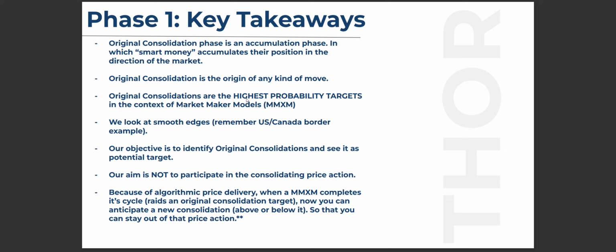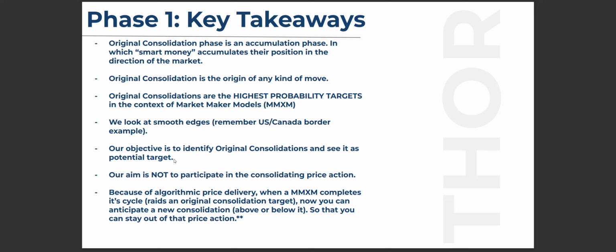Horizontal consolidations are the highest probability targets in the context of market maker models. So instead of choosing individual highs or lows or equal highs or equal lows, whatever the case is, if you want to be trading the market maker models, or MMXM, the highest probability targets will be the horizontal consolidation highs for buy models or the horizontal consolidation lows for sell models. To be able to understand the consolidations, we look at the smooth edges. Remember the border example. So our objective is to identify the original consolidations and see them as potential targets.